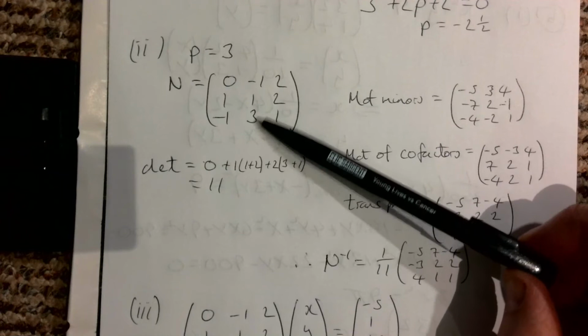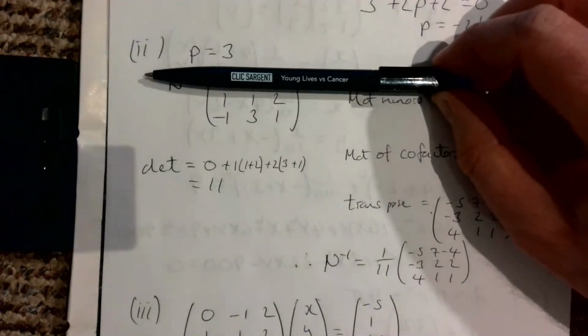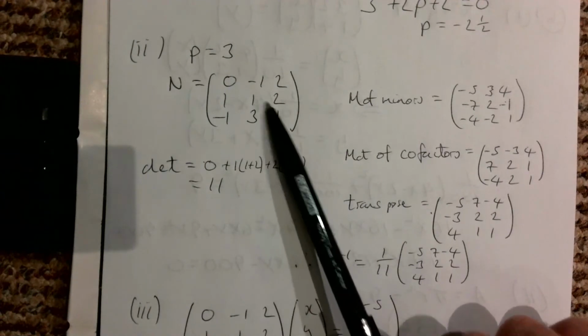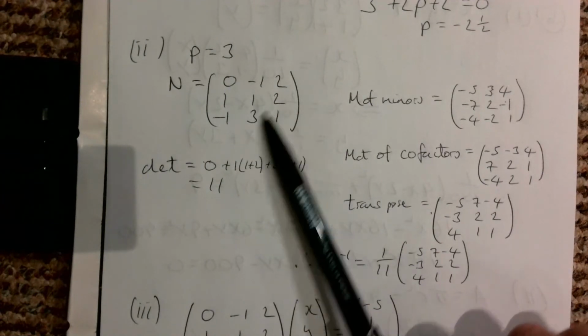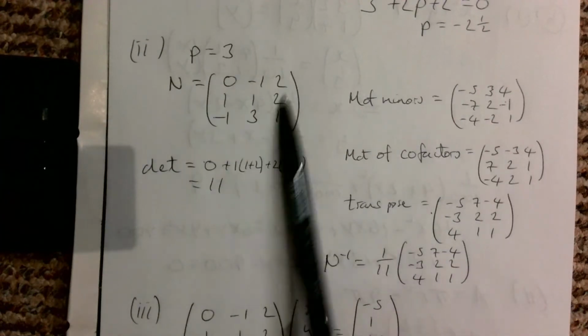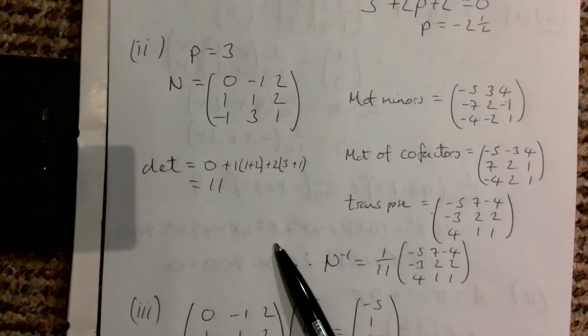Find my matrix of minors. So how do I do that? I cover up this, and I find the determinant effectively of that. So it's 1 times 1, take away 6. So I've changed that then to a minus 5. I do that for all 9 elements, and I end up then with that.